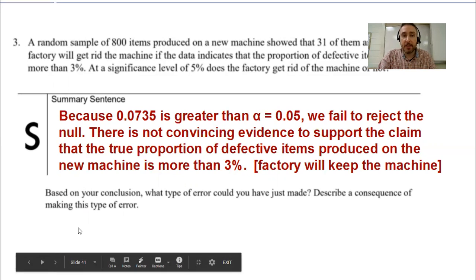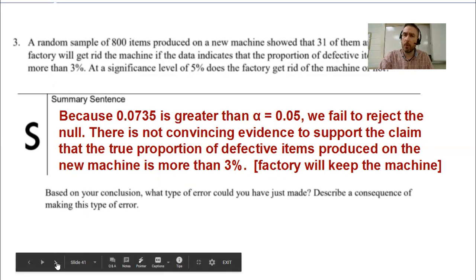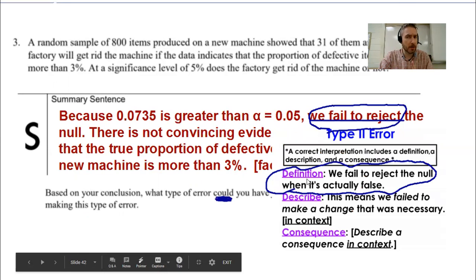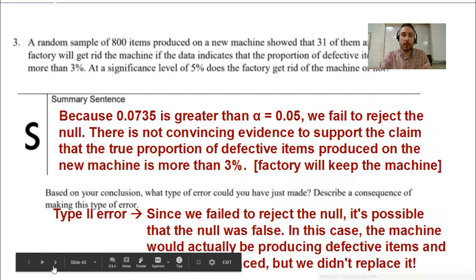So the next question is, based on your conclusion, what type of error would you have just made? Well, let's look at those two errors. We got type 1 and type 2. Turns out a type 2 error is when you fail to reject the null when it's actually false. Since we failed to reject the null, that's the kind of error we could make in this problem if we did make an error.